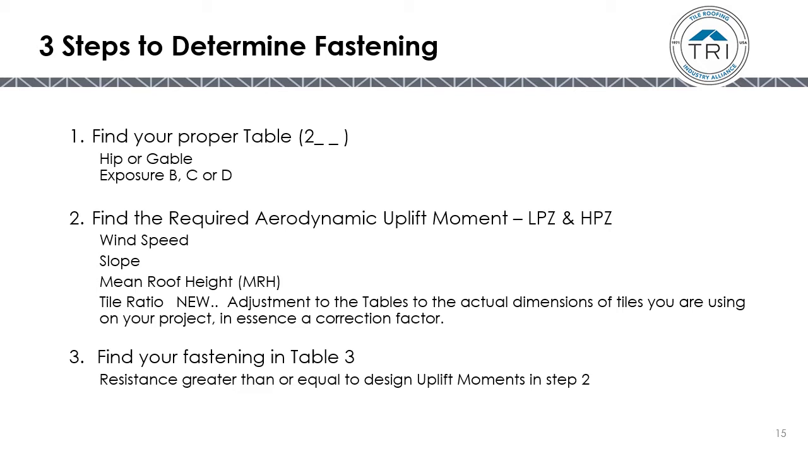For that, you'll need wind speed, slope, mean roof height, and a new thing called tile ratio, which is an adjustment to the table to the actual dimensions of the tile you are using on your specific project. In essence, it's a correction factor. Step 3 is find your fastening in table 3. You'll need to find a resistance greater than or equal to the design uplift moment you found in step 2.